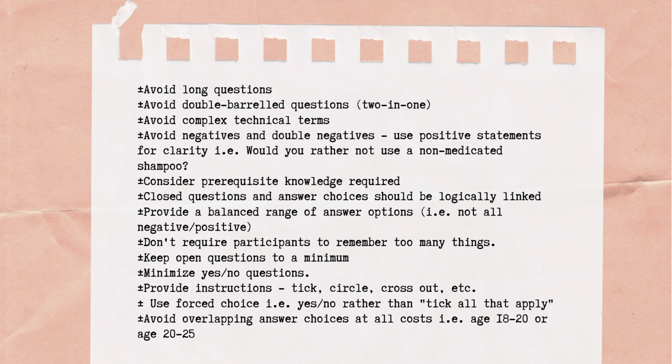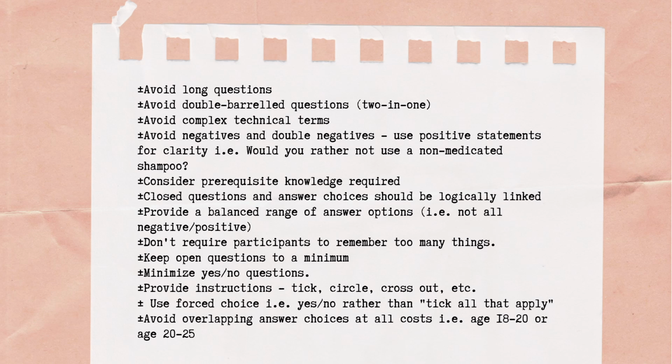And then, when it comes to closed questions and the choices that you give, make sure that the choices are actually logical and that they're linked to the question itself. Also, provide a balanced range of answer options. Don't give more, for example, negative or positive options, so that the data that you collect is going to be biased numerically. You should have a full range of options.